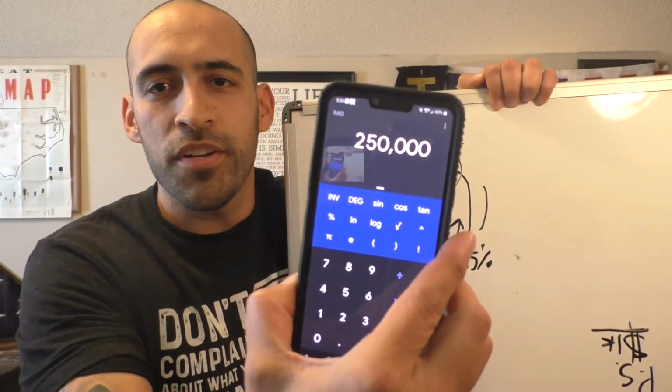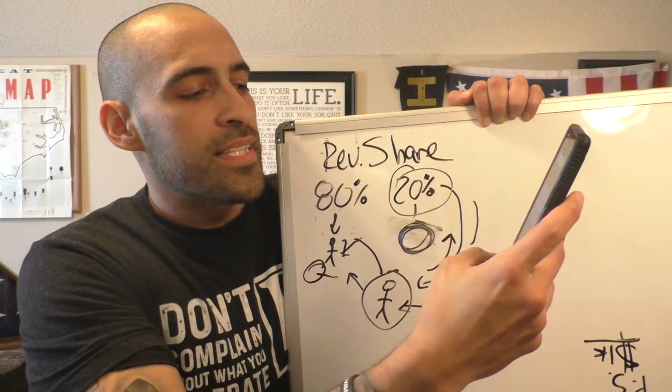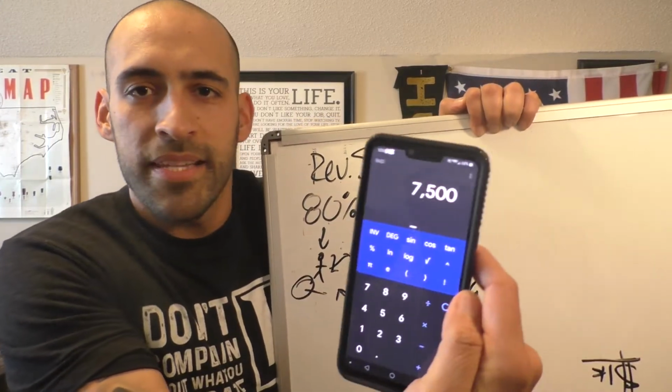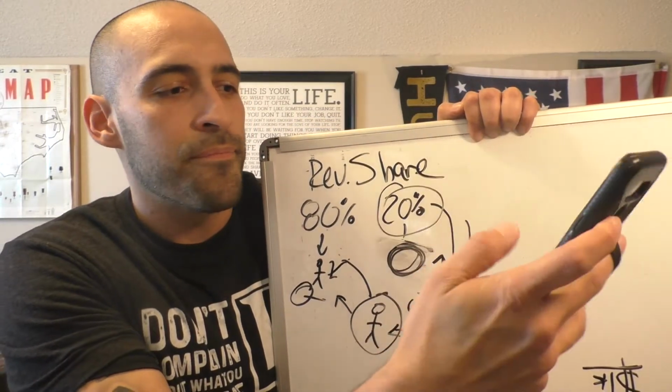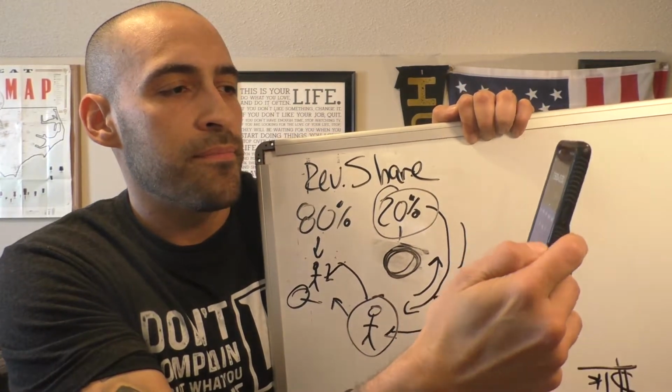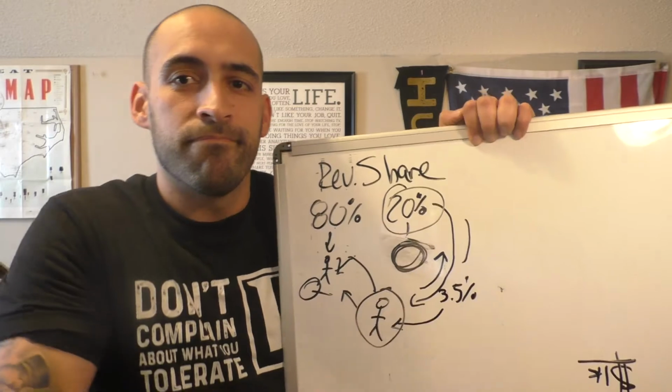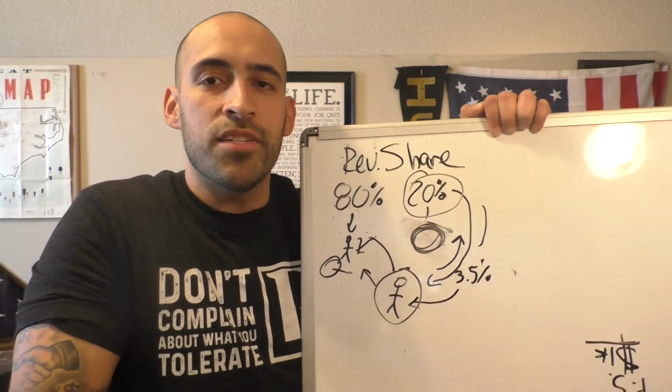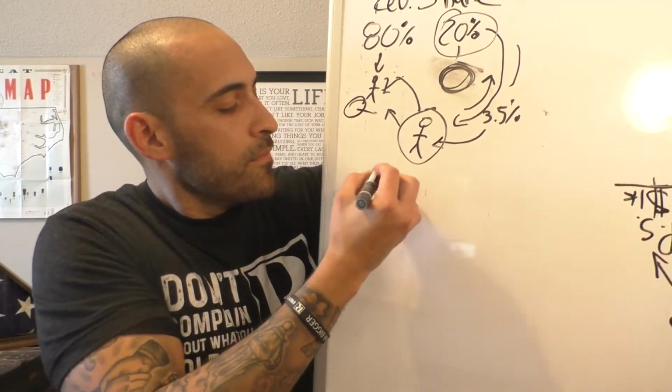So let's say a home, $250,000. Let's times that by 3%, $7,500. Let's times that by 3.5%. We're done. That's it. $262.50.